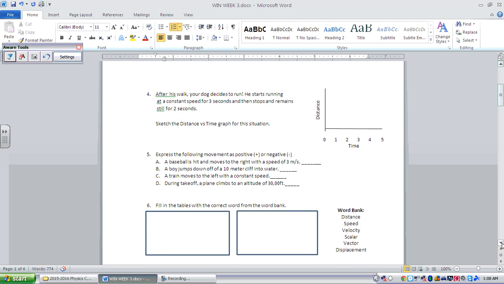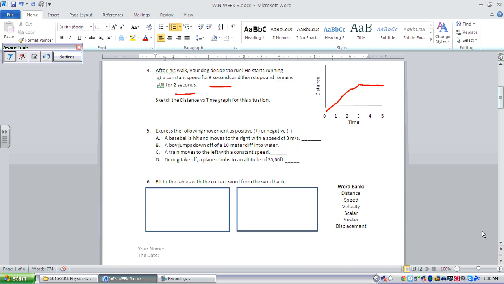And there will be questions where we have to interpret graphs that you have there. So express the following movement as positive or negative. It says a baseball is hit and moves to the right with a speed of 3 meters per second.